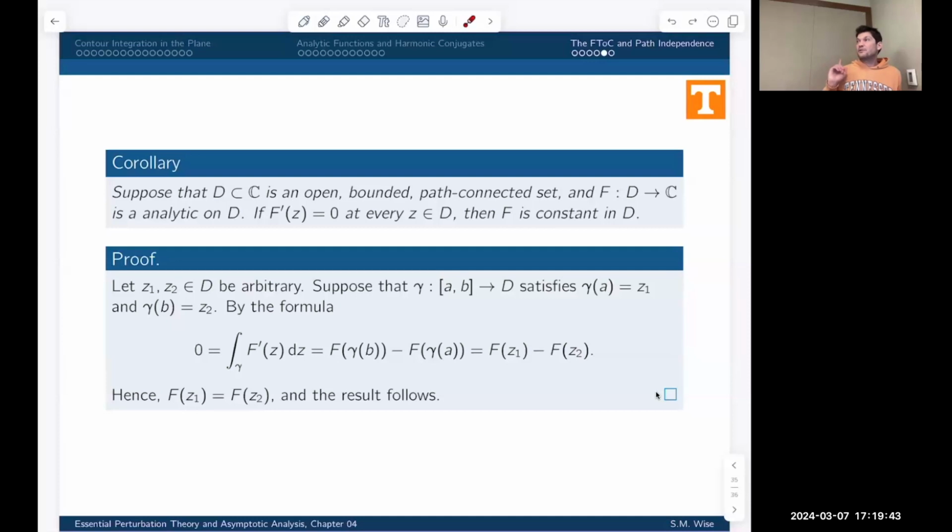That slide deck is also available on Canvas and should be up to date. Question. You have a typo there. It should be f of z2 minus f of z1. Okay. I'm getting there. Oh, there we go.